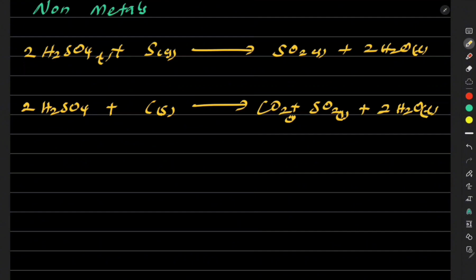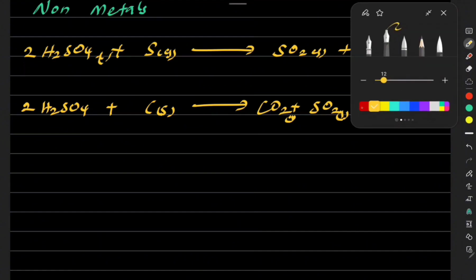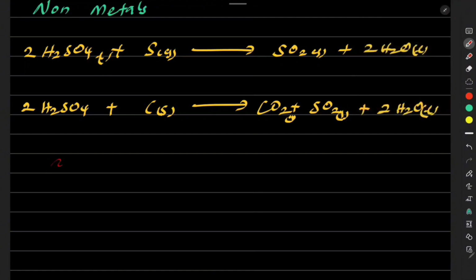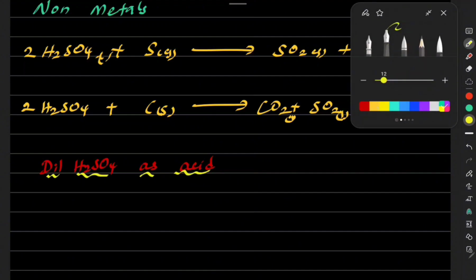Next topic under sulfuric acid is diluted H2SO4 reacting with a base. Diluted H2SO4 as acid. This is our next subtopic. Let's look at the reactions. There are only two reactions with the base.